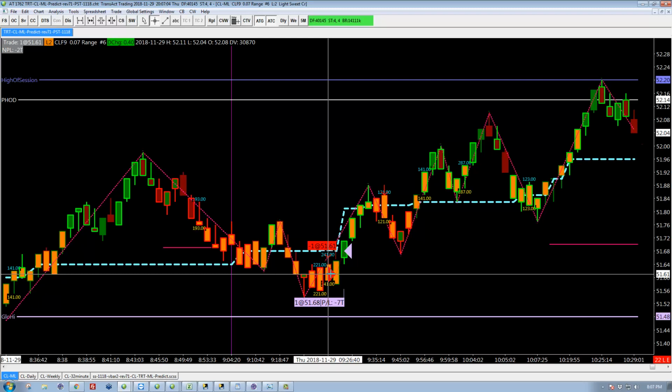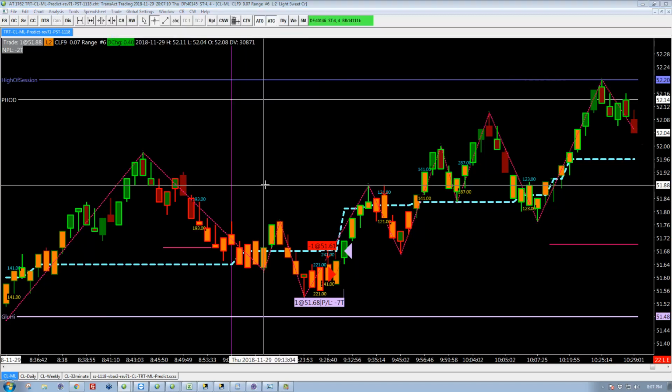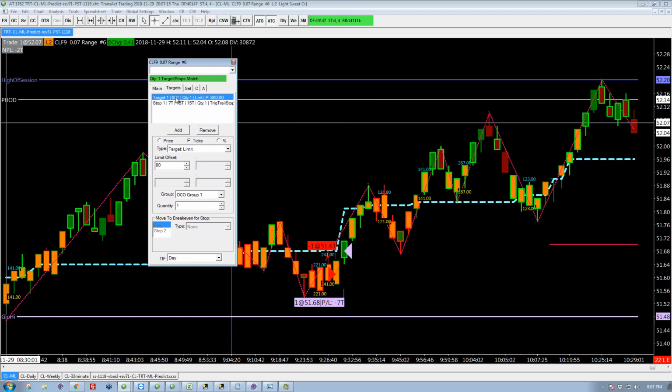The trade management on this has changed, so let's bring that up and talk about that. Open trade window for chart. That's over here. Okay, so the target is 80 ticks. The stop is 7 ticks. It's a 15 tick trail, and at plus 10, we move to plus 5. This is really tight for me. And then at plus 15, we move to plus 10.